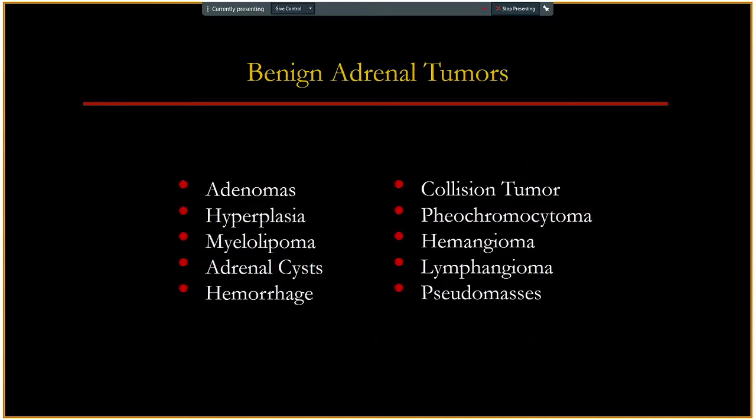Okay, so there are multiple different kinds of benign tumors that can arise from the adrenals. We can have adenomas, hyperplasia, myelolipoma, cysts, hemorrhage, collision tumor, pheochromocytoma, hemangioma, lymphangioma, or pseudomasses, which look like adrenal tumors, but they are something else.